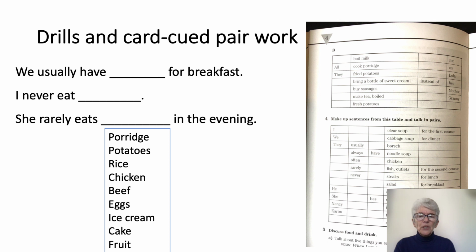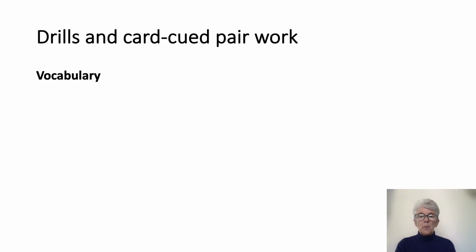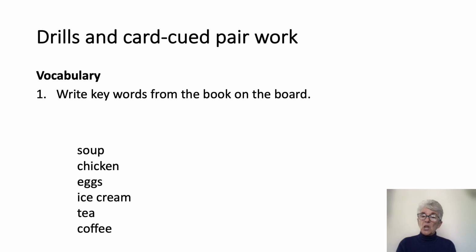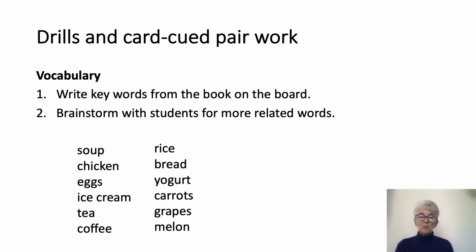But I want to talk about another technique that gives students more personalized practice than a choral drill by using cue cards. First, vocabulary. I start with a list on the board. Some words come from the book, but not all. The book has the words sausages and steak, and I decide to skip them in my teaching context. I ask students for additional words that should be added, and they add these.